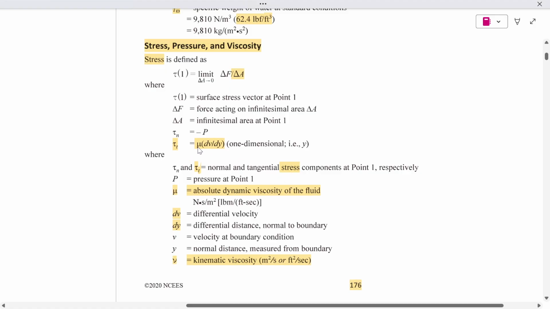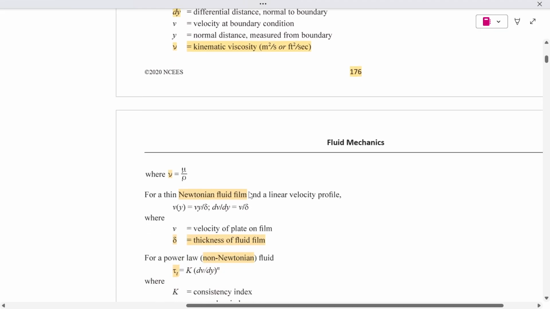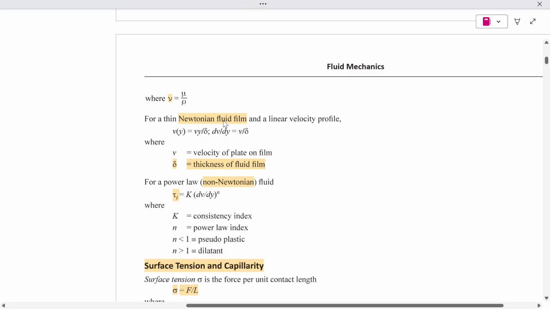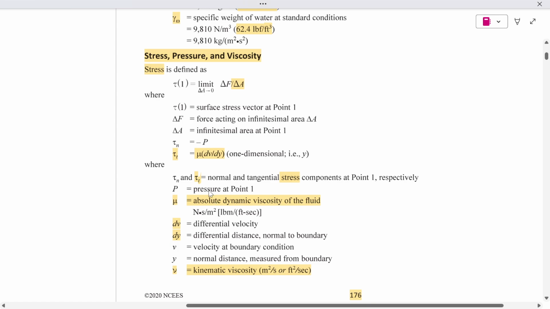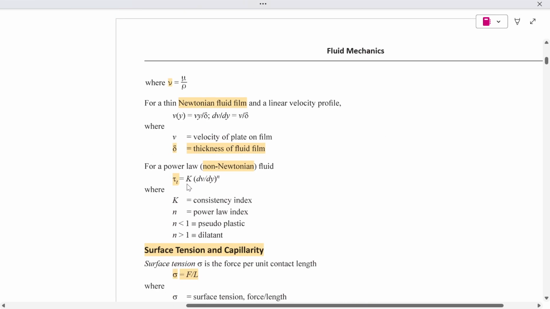Tau t is equal to mu times dv by dy. Okay, we'll get to this relationship. dv is difference of velocity, dy is difference of the distance, mu is the absolute dynamic viscosity. There is also kinematic viscosity that is given by rho, but this is mu, which is dynamic viscosity. Very important relationships. And there is Newtonian fluid and non-Newtonian fluid. Both of them have separate tau t. Okay, this is Newtonian. They do not specify it here, but here they specified this formula as non-Newtonian. So the one on the top is Newtonian.